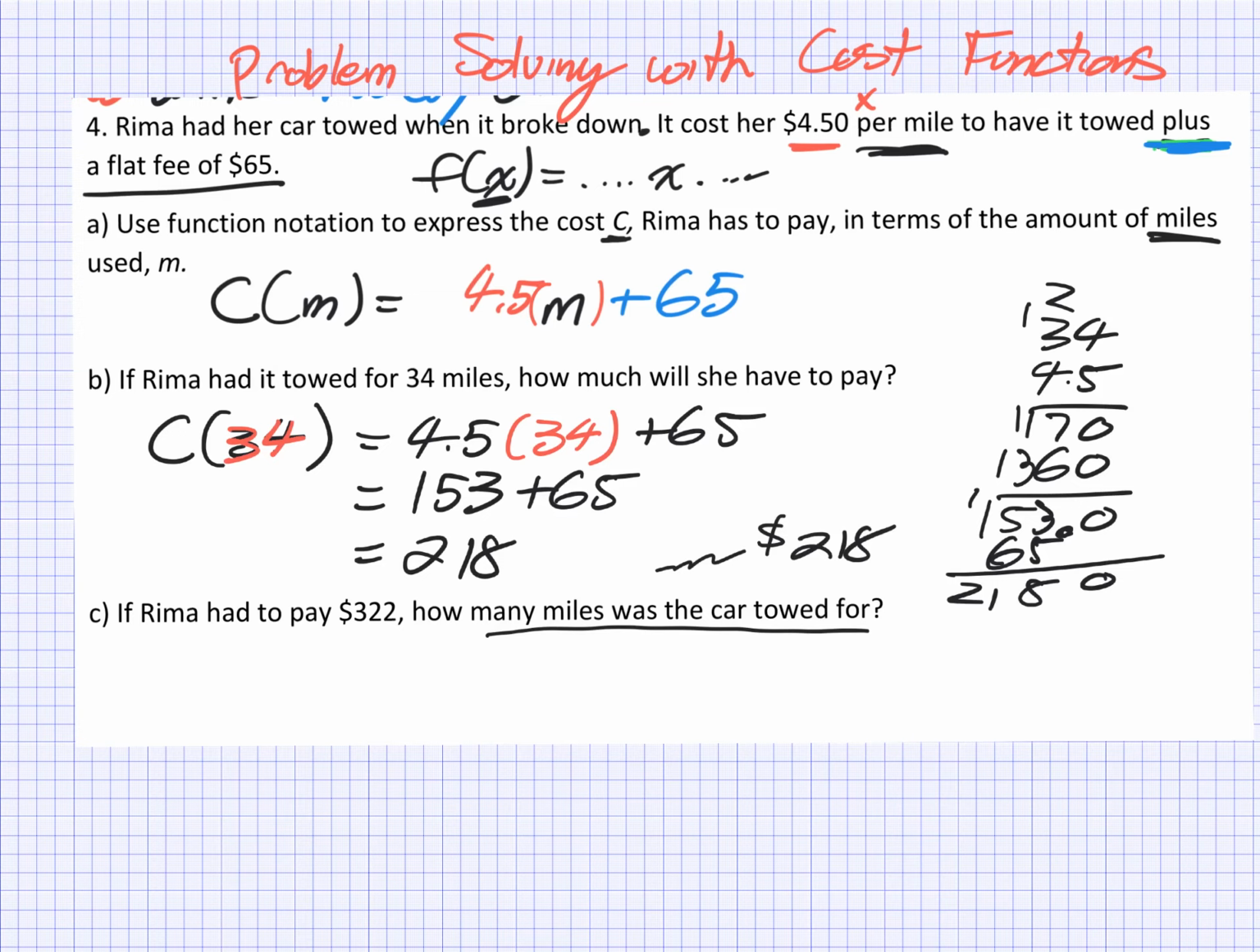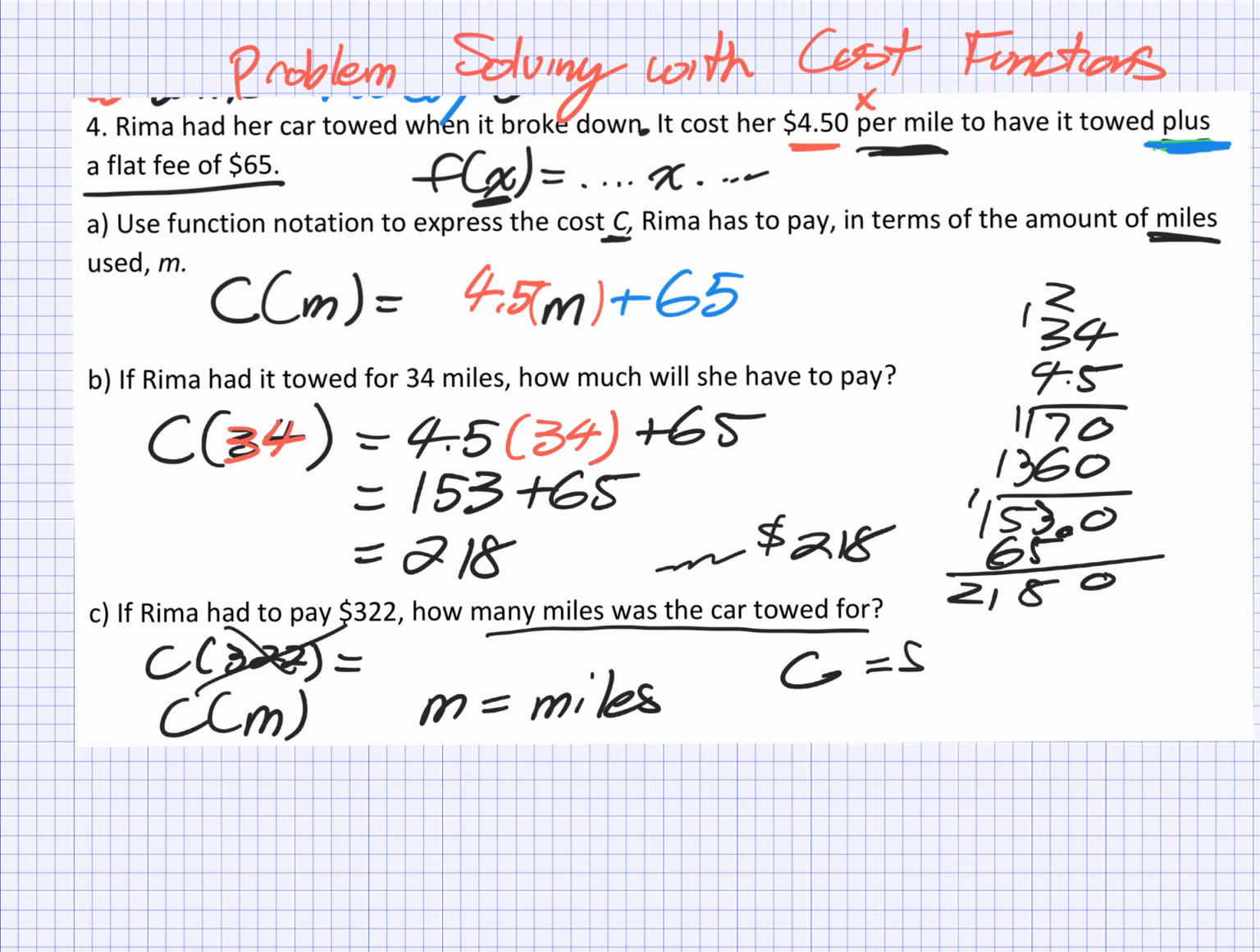It might be misleading to go, hey, we're just going to put 322 in here. But in fact, that would be wrong. Because remember, this is a cost function with the variable m, and m was the equivalent of miles, not dollars. The cost function, that c, was the equivalent of dollars, we could say.